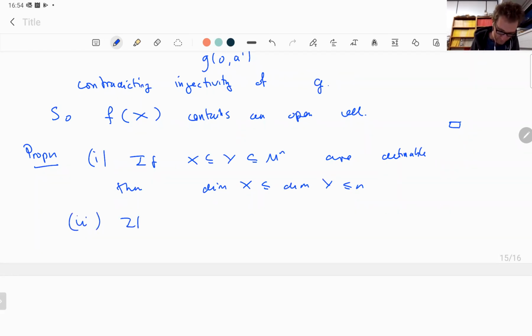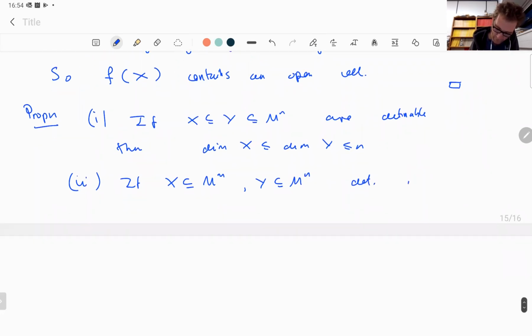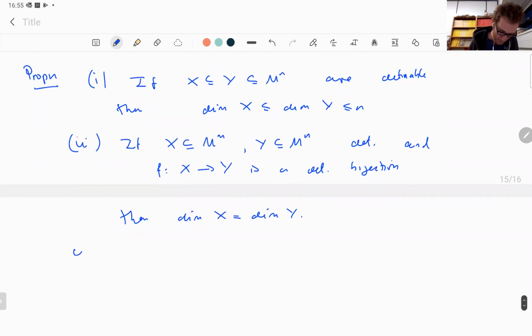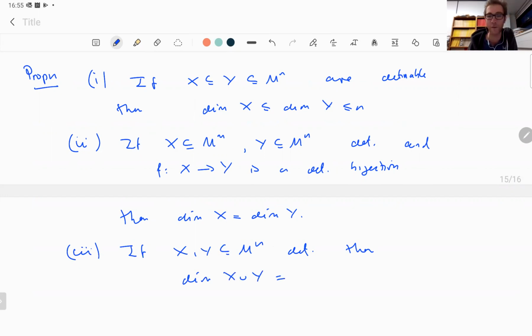2, if X is in M to the M, Y in M to the N, definable, and I have a definable bijection, then they have the same dimension, X and Y. And 3, if I have X, Y in M to the N definable, then the dimension of the union is the maximum of the dimensions of the two.